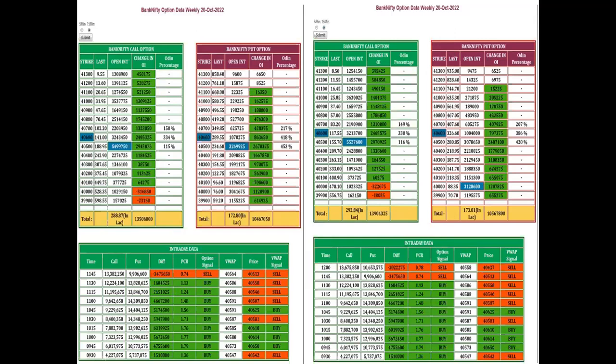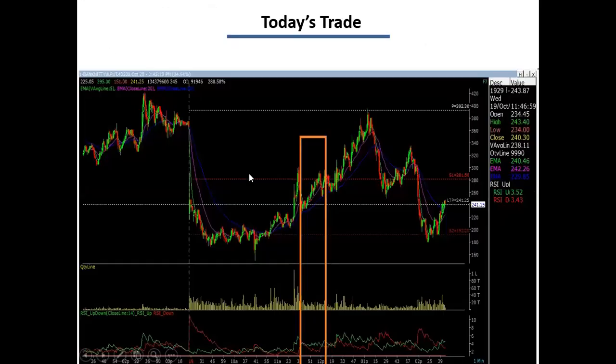Getting out of the trade means that there is an opportunity. So you could have taken a trade at 11:45 by buying the 40,500 put option. The 40,400 put option was somewhere around here at 11:45, on 19th October.